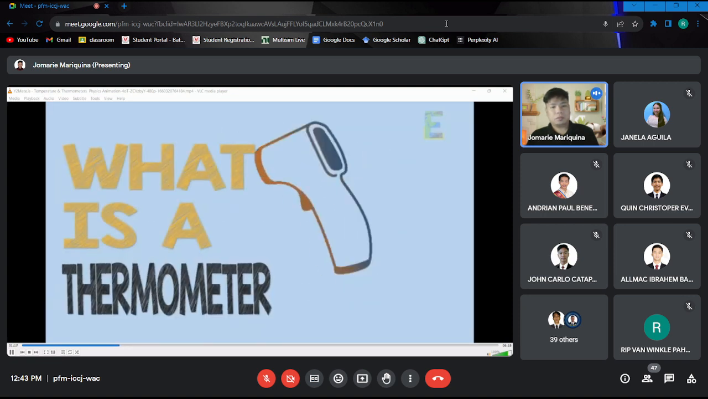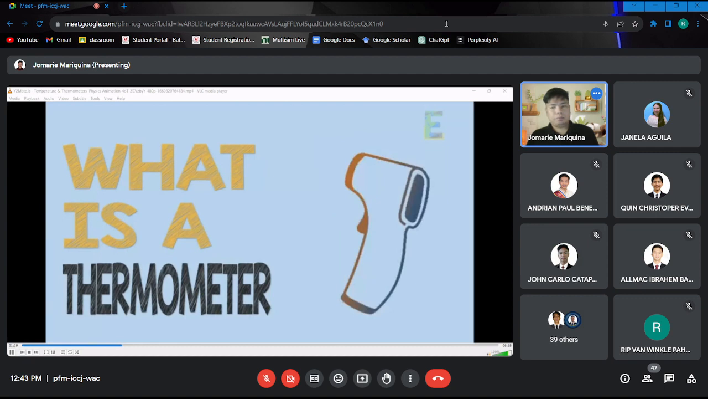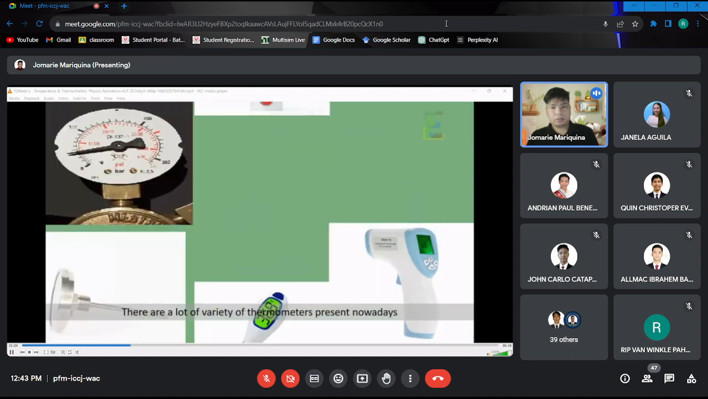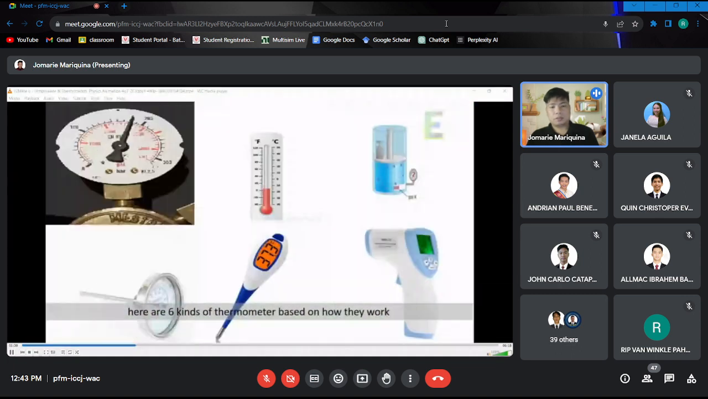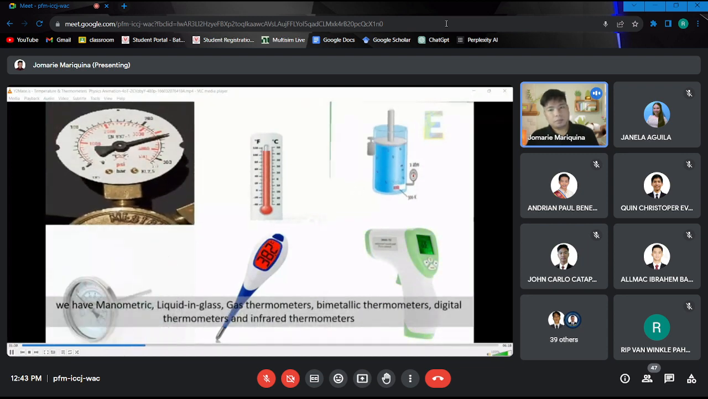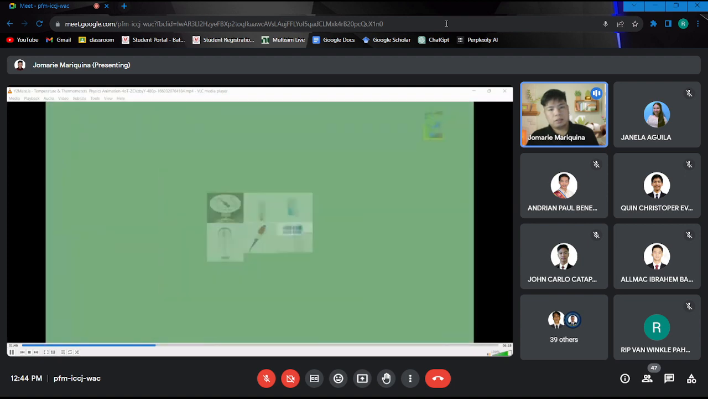So what is a thermometer? A thermometer is an instrument for measuring and indicating temperature. Among the thermometers present nowadays, there are six kinds based on how they work. We have manometric, liquid in glass, gas thermometers, bimetallic thermometers, digital thermometers, and infrared thermometers. Let's discuss them one by one.